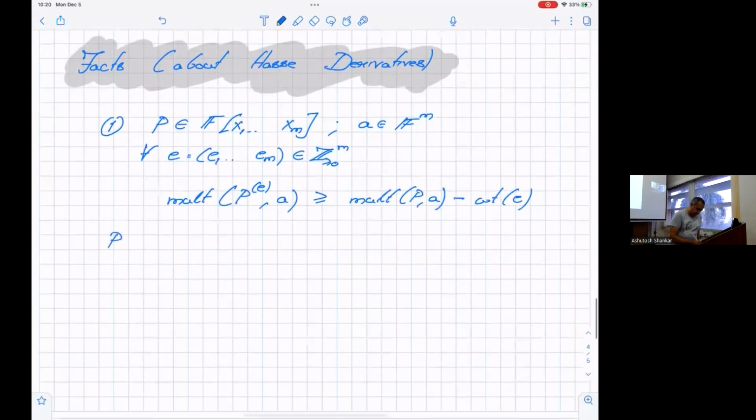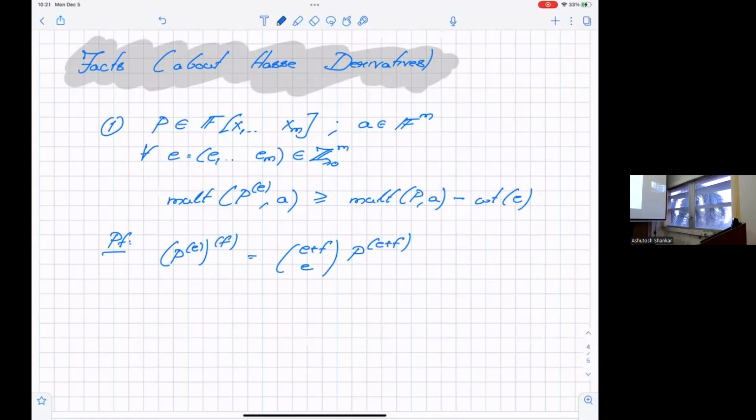The proof is actually fairly simple. Just observe that the F-th derivative of the E-th derivative of P, we recall, is the binomial coefficient E plus F choose E, this is a vector binomial coefficient, the product of the coordinates, times P^(E plus F). Therefore, what does it mean that the multiplicity is at least m? All derivatives of order less than this are zero. Each of the derivatives of order less than this is exactly this quantity, but this we know means that the E plus F derivative is zero because of this.